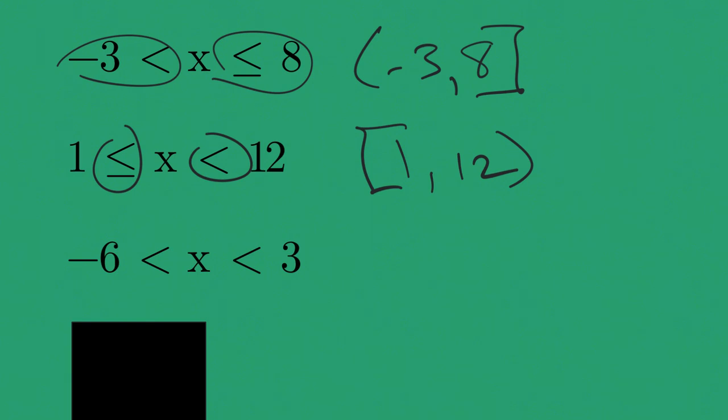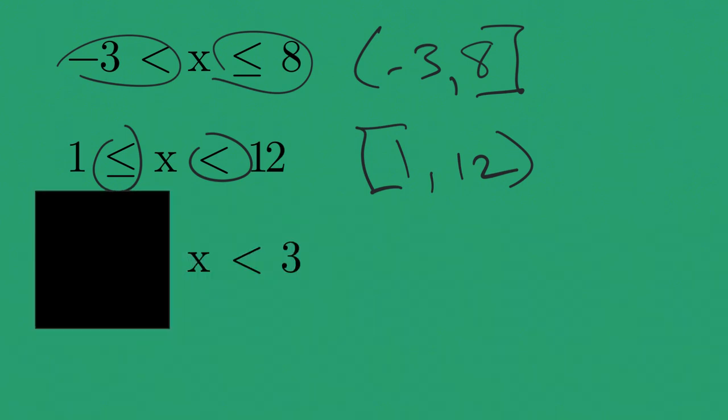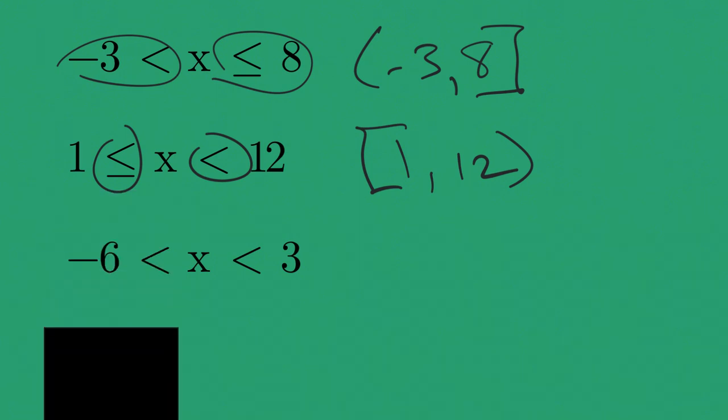All right, let's look at this last one here. What is that inequality saying? Values that are greater than negative 6. Remember, you're reading this from right to left. The alligator opens to the bigger thing. Values that are greater than negative 6 and values that are less than 3. Okay, so here we go. Interval notation.